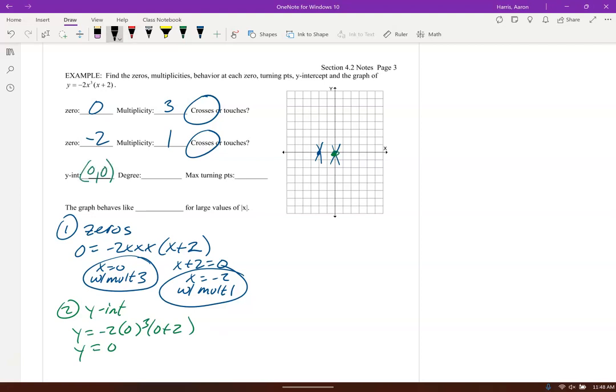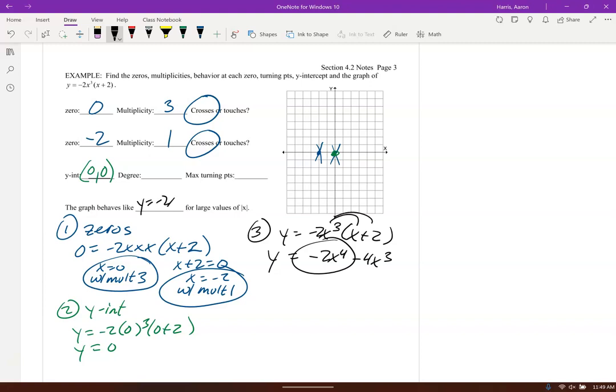If I'm multiplying this whole thing out, in fact, let's just go ahead and do it on this one. It's real easy to multiply this out. That's the term I'm concerned with, that negative 2x to the fourth. That's called our power function. So it behaves like negative 2x to the fourth. Our degree is 4, which also means I'll have 4 minus 1, up to 3 turning points.